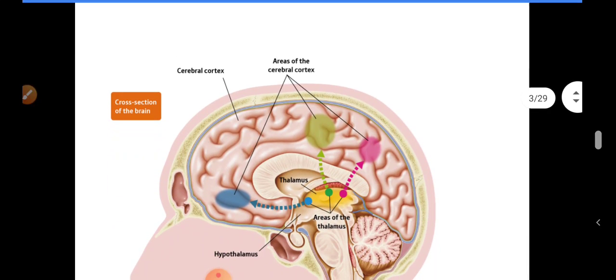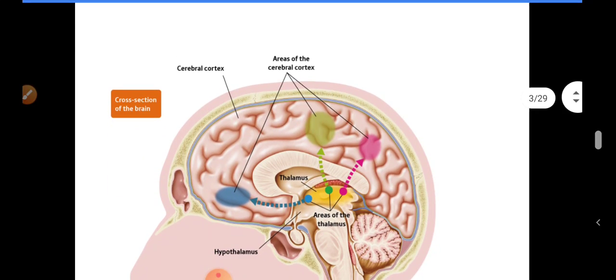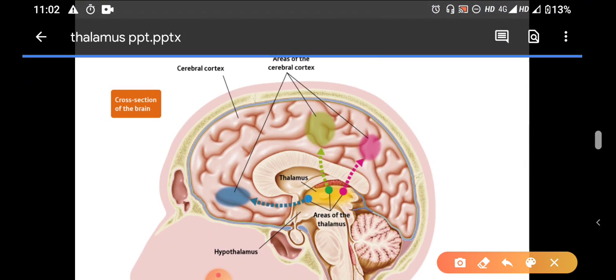In the diagram you can see this yellow part. This is the structure of thalamus, which is situated immediately lateral to the third ventricle, and it has an anterior pole and a posterior pole. Projections are going from the thalamus to the different parts of the cerebral cortex. Here is the hypothalamus, lying beneath the thalamus. This is the cerebellum, and here you can see the pons and the medulla.